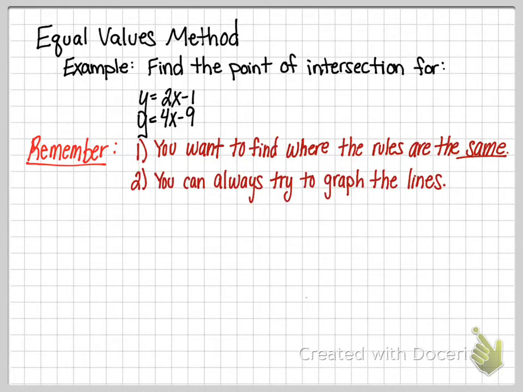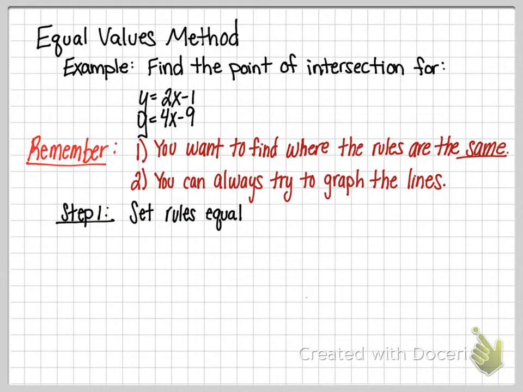The second thing that I want to remind you of is that you can always try to graph the lines. Sometimes graphing is not the greatest tool because the point of intersection might not be a nice point, meaning that it has decimals or fractions. And sometimes your coordinate plane is not large enough to find the point of intersection. So that is why graphing isn't always a great tool, but it is something you can always try.